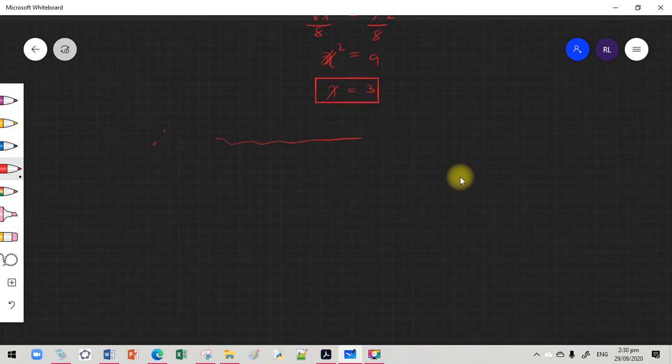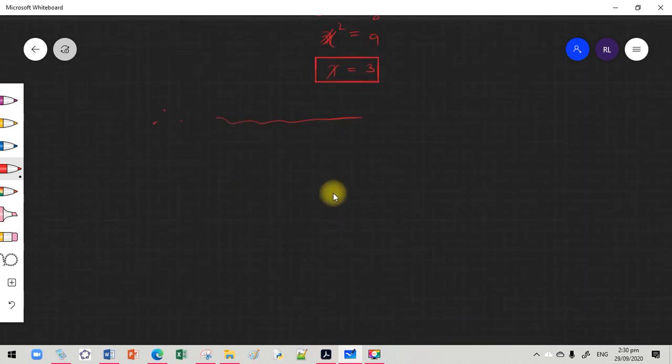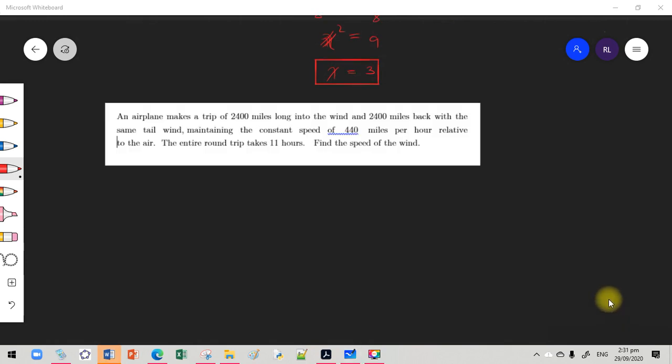Okay. So we're going to have our last problem. Our next problem is just the same as the third problem. An airplane makes a trip of 2,400 miles into the wind, meaning against the wind, and 2,400 miles back with the same tailwind, meaning along with the wind, maintaining a constant speed of 440 miles per hour relative to the air. The entire round trip takes 11 hours. Find the speed of the wind.